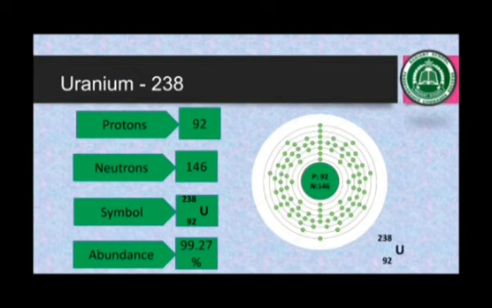And how many electrons are there? Yes, 92 electrons are there in the uranium and which are accommodated in different shells around the nucleus.